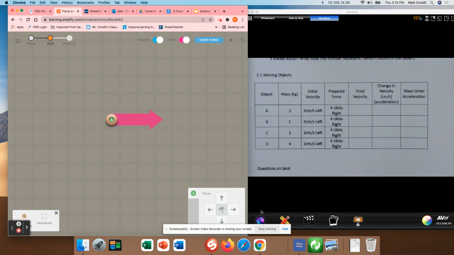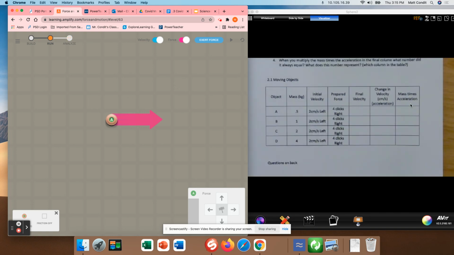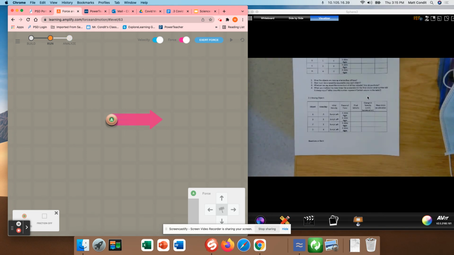And then once again, I record its final velocity. I record its change in velocity, and then I multiply the mass number in this column times the acceleration number in this column, and I write the answer to that in the mass times acceleration column. And then we have some final questions on the back. And that's it for today's activity.